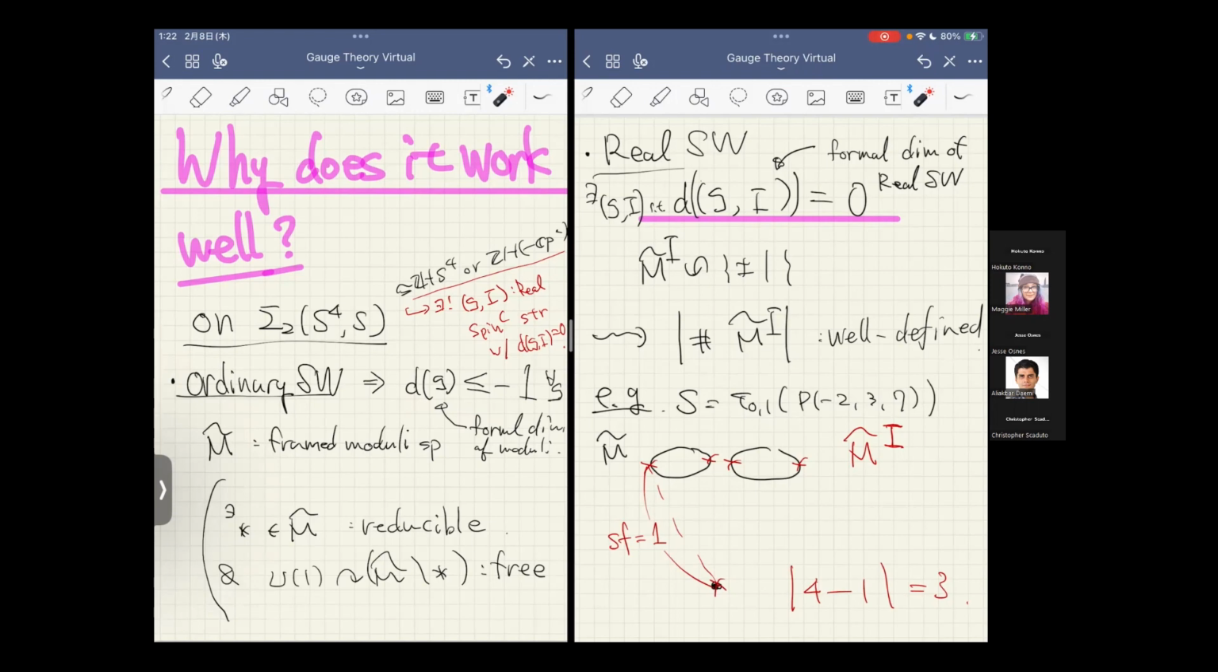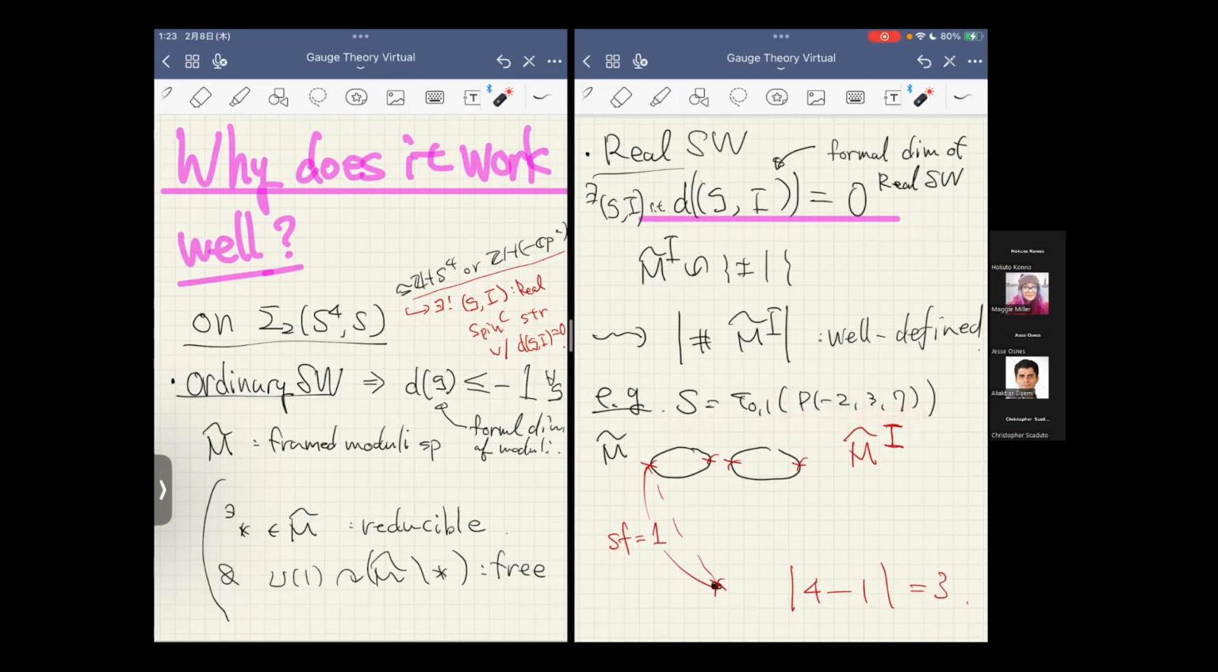However, in the case of real Seiberg-Witten theory, there exists a real spin-c structure whose formal dimension of the real Seiberg-Witten moduli space equals 0. So there can be irreducible solutions of the real Seiberg-Witten equations. Here is an example. Let us consider the two-knot. That is the one-twist spun (-2,3,7) pretzel knot.